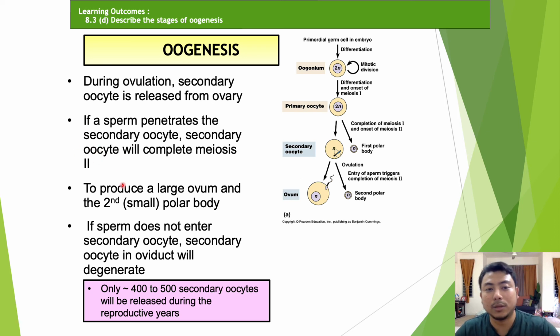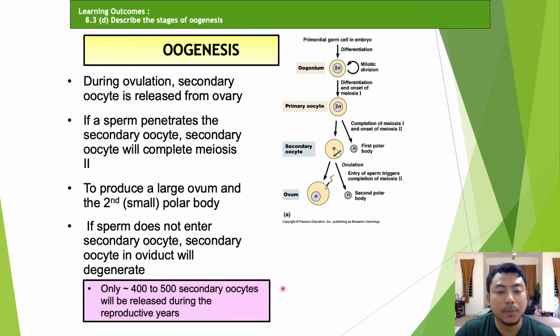Kalau yang lelaki tadi tu daripada awal lagi dah start terus sampai habis. Okay, so to produce a large ovum and the second small polar body. If sperm does not enter, secondary oocyte in ovulation will degenerate. So extra info here, only 400 to 500 secondary oocytes will be released during the reproductive years. So maksudnya apa ni? Okay, maknanya lebih kurang 400 hingga 500 secondary oocyte saja akan dihasilkan dalam sepanjang hayat perempuan tersebut untuk dirilis during ovulation.